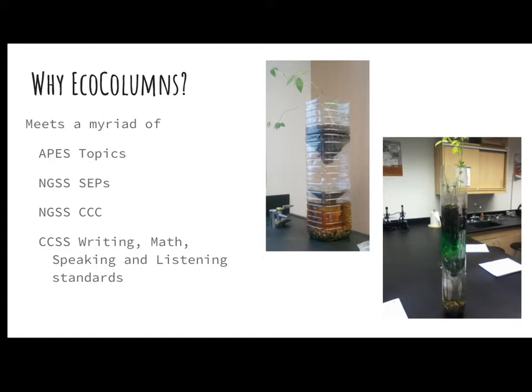So there are a couple of different ways you can build EcoColumns. If you look at this paper here, we have this method. This is the one that I'm going to go through, which is using gallon-sized water bottles. The other method is using 2-liter bottles. Either method works. I prefer the water bottles because they are more sturdy. And actually, my picture here shows one with really dirty water, which I'm going to teach you how to avoid.